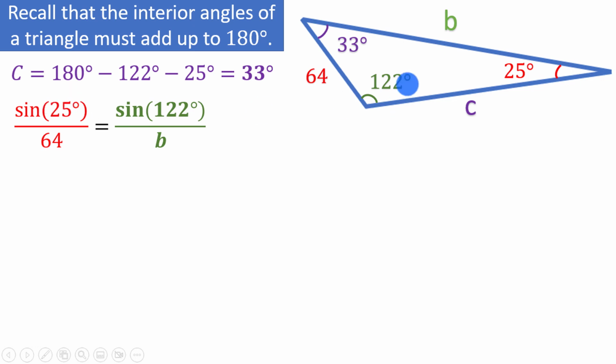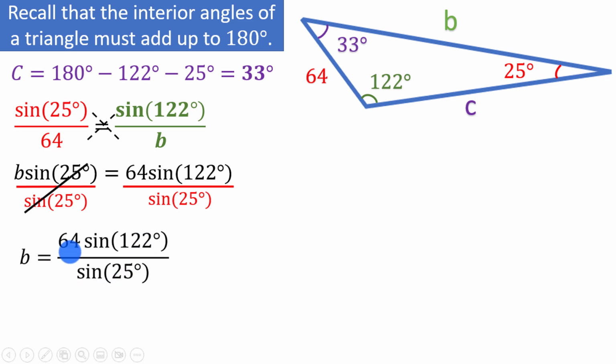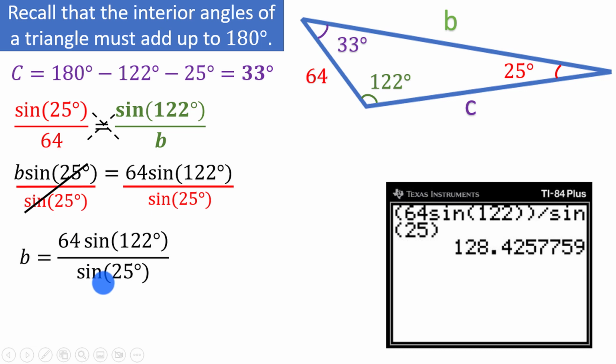I know that sine of 25 degrees divided by the side opposite of 64 is equal to sine of 122 degrees divided by the side opposite, which is b. We can cross multiply to solve this. We will have b times sine of 25 degrees is equal to 64 times sine of 122 degrees. If we divide both sides by sine of 25 degrees, we will get that b is equal to 64 times the sine of 122 degrees divided by sine of 25 degrees. If you type this into your calculator and you make sure that your calculator is in degrees, you will get b is approximately equal to 128.4. We can fill this in onto our triangle.